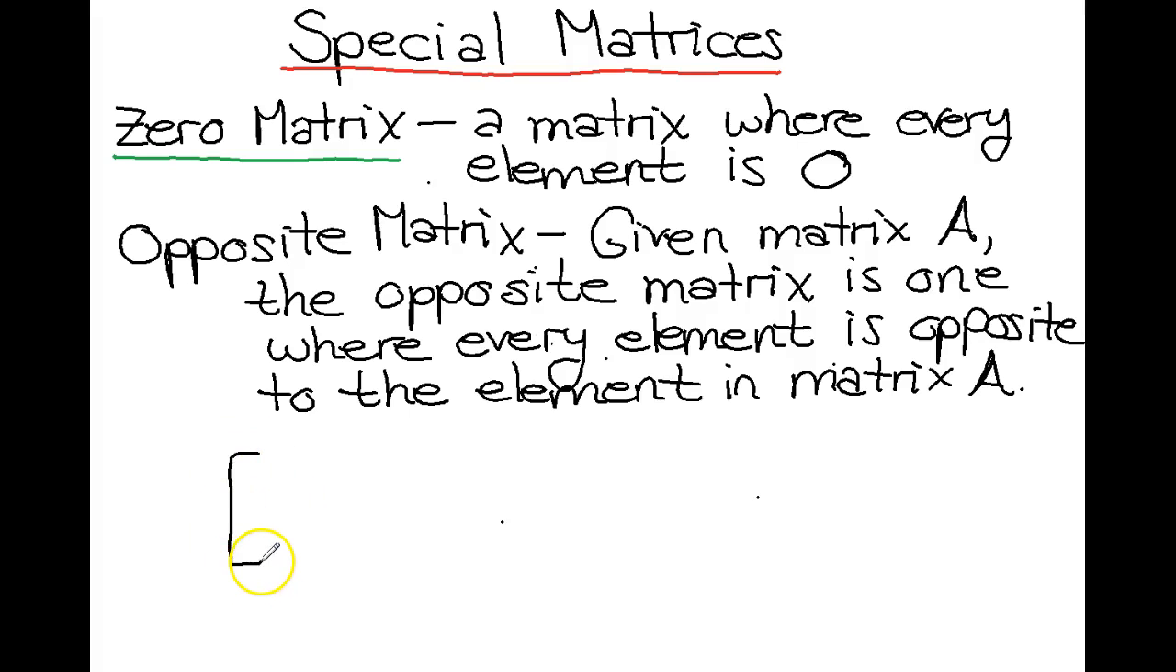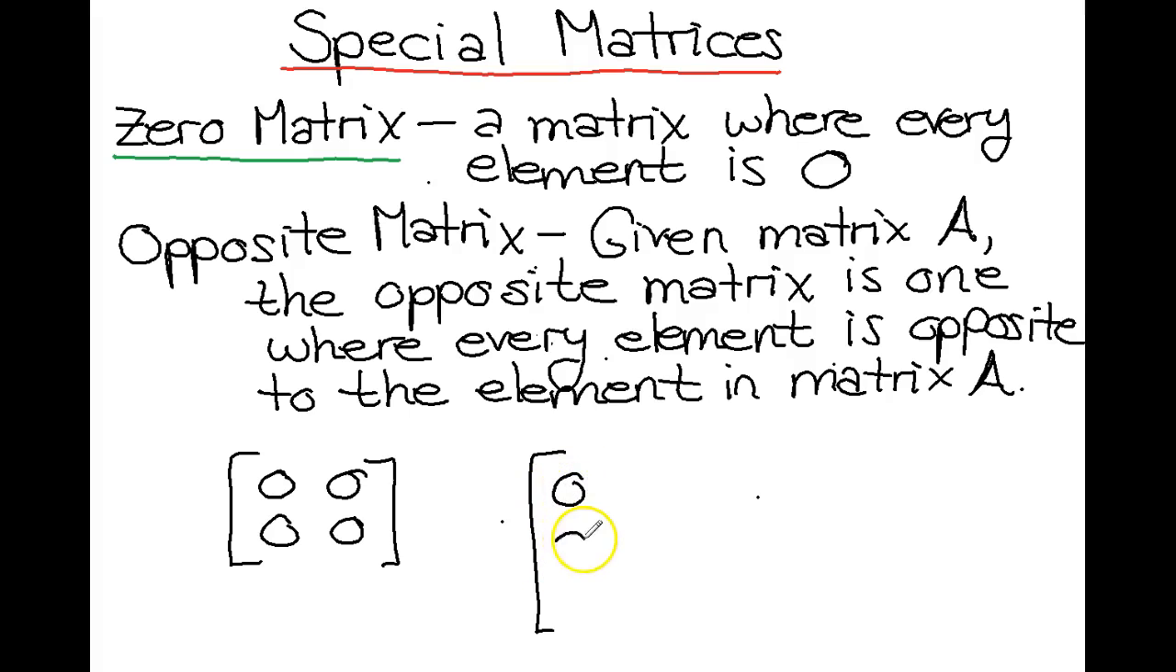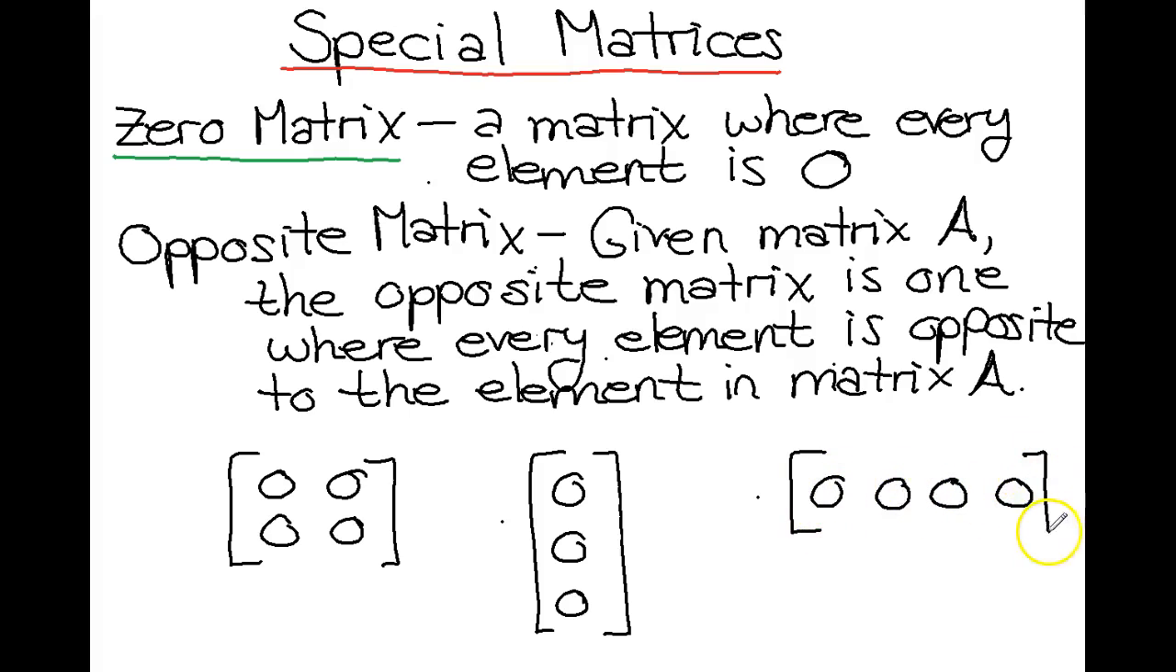So for instance, this is a 2 by 2 matrix where every element is 0. This is a 3 by 1 matrix where every element is 0. This is a 1 by 4 matrix where every element is 0.